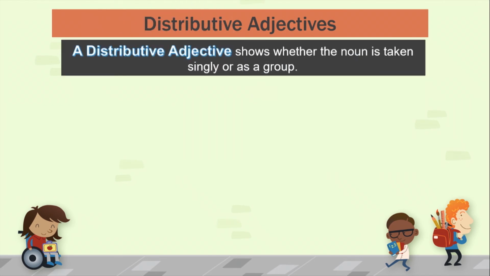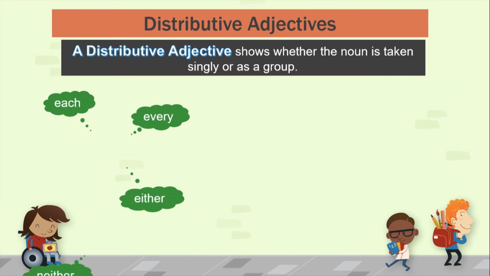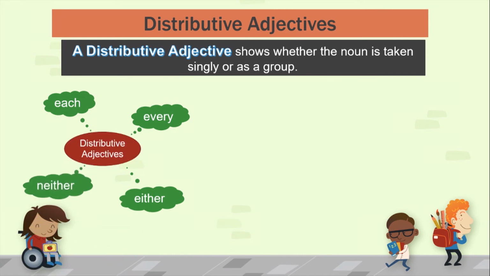Distributive adjectives show whether the noun is taken singly, by itself, or as a group. So it describes what's happening. Is it one person out of the nouns, or is it the entire group of the nouns? Let's see some words that are distributive adjectives. Each, every, either, and neither are all distributive adjectives.